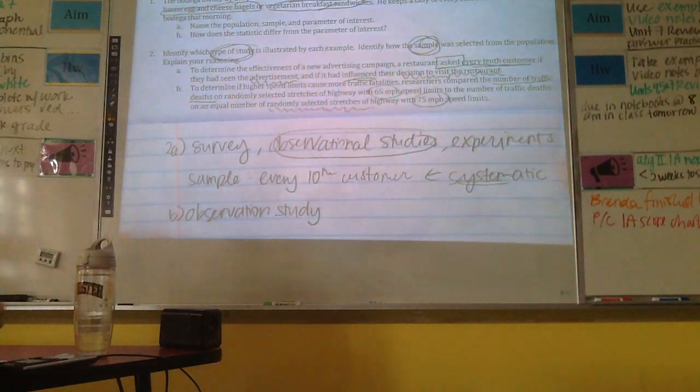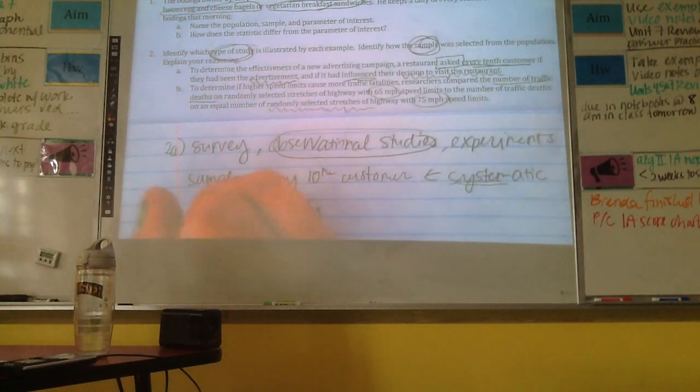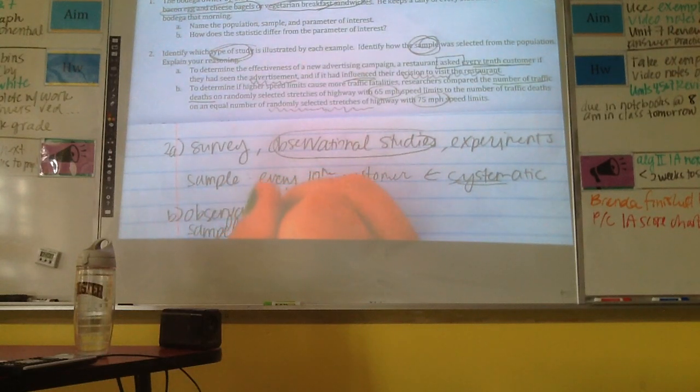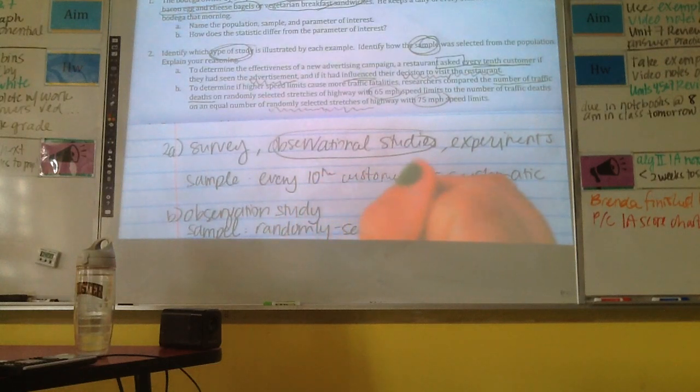Okay, then we need a sample, and in this case, it just says they randomly selected stretches of highway. We assume that means they either flipped a coin or drew names out of a hat or probably used a random number table. But the sample in this case is some sort of method to randomly select stretches of highway.